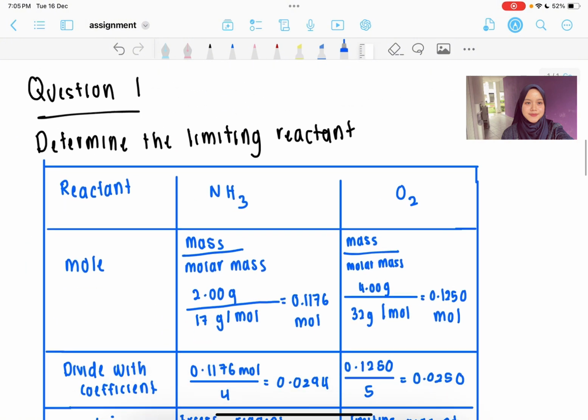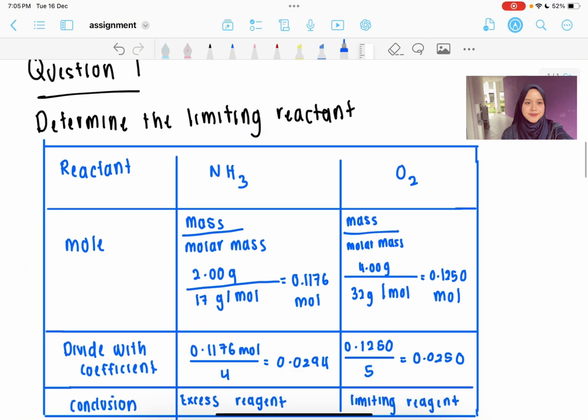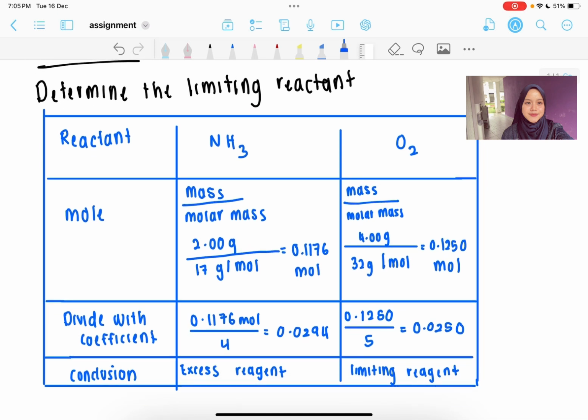For question 1, determine the limiting reactant. We need to make a table. For reactant, we need to write NH3 and O2. To find mole, we need to use mass divided by molar mass. So 2 gram divided by 17 gram per mole equal to 0.1176 mole. For O2, mass divided by molar mass, 4 gram divided by 32 gram per mole equal to 0.1250 mole.